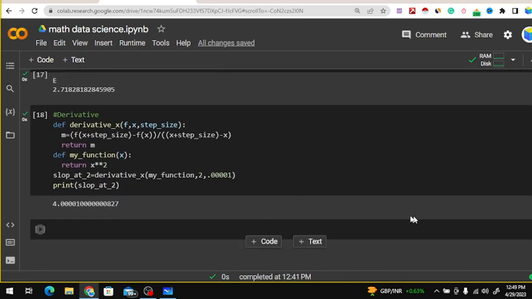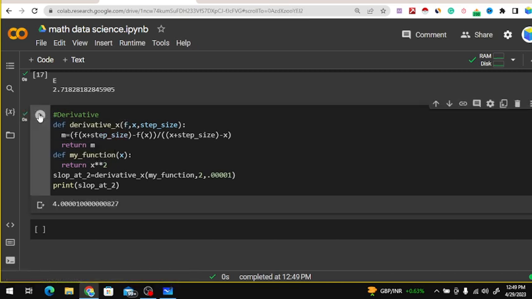right? And we have gotten the output just a few minutes back, it's the same value. So this is a clear way to calculate the slope with algorithms, and we have already discussed it with Python. Similarly, we can take another function and do more practice.